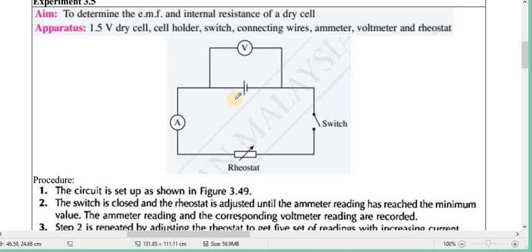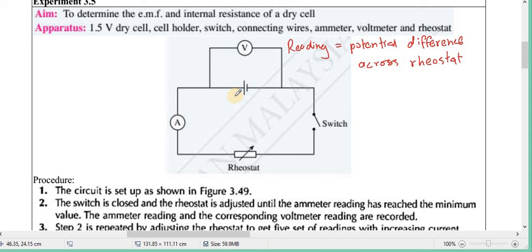Okay, now look at the setup of the experiment. You have a rheostat connected to the dry cell, and then there is a voltmeter connected across the dry cell. So what will the reading of the voltmeter show? The reading of the voltmeter will show the potential difference across the rheostat, right or not? The reading of the voltmeter is equal to the potential difference across the rheostat.